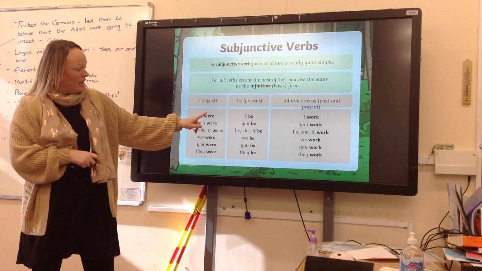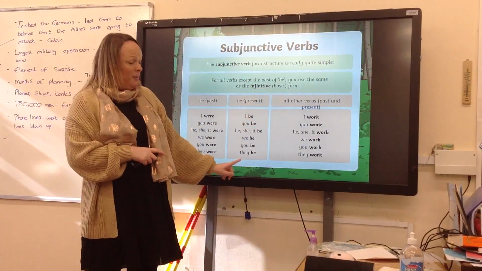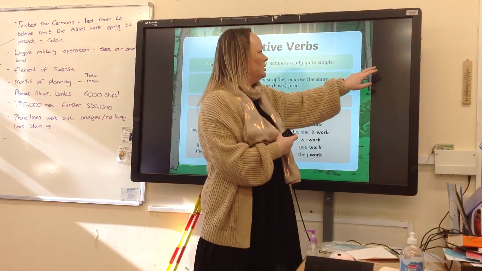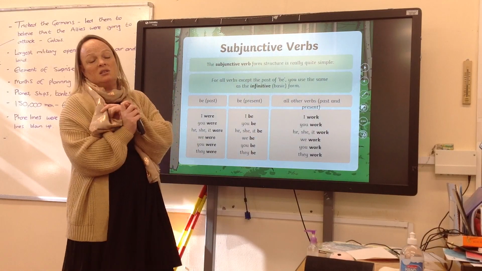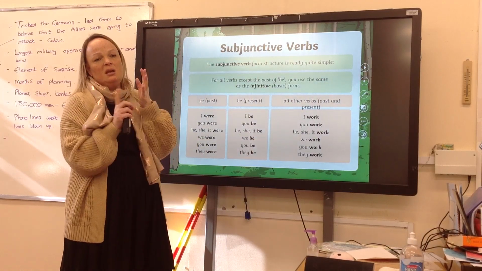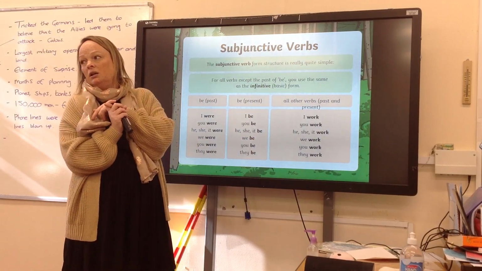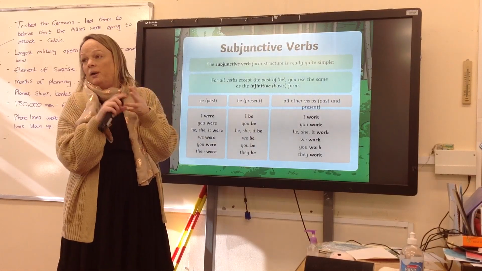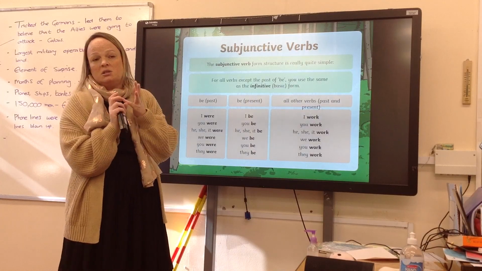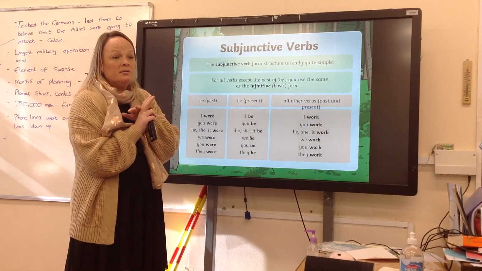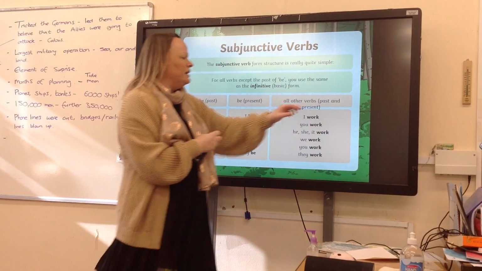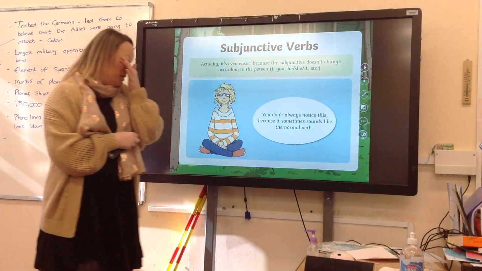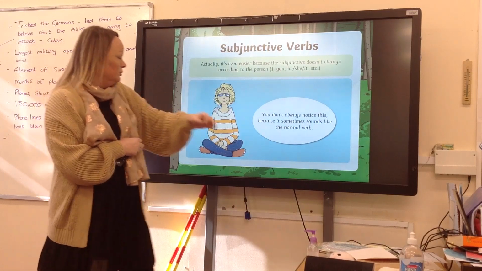But it doesn't change, does it? The word stays the same. The be stays the same. The work stays the same. It doesn't matter who the person is you're talking about. So it doesn't matter if you're in first person or third person. So think about when you write a narrative, a story. And you might write it in the first person, mightn't you? Or you're writing a formal piece of non-fiction, which is going to be in the third person. So it's not going to change, which is what makes it simpler. I'm not convinced they're saying it's easy. You don't always notice this because it sometimes sounds like the normal verb.